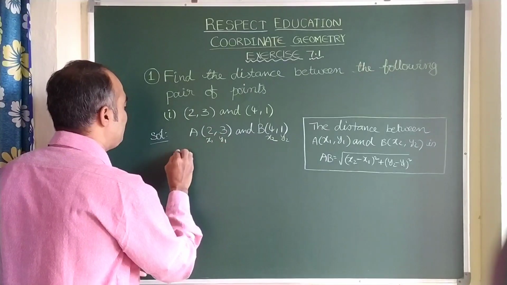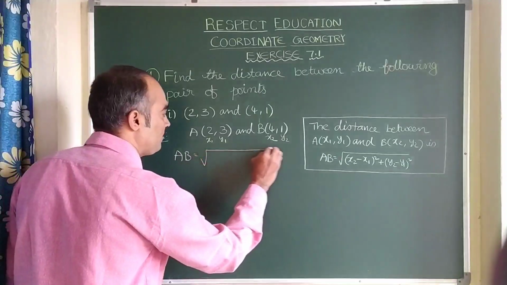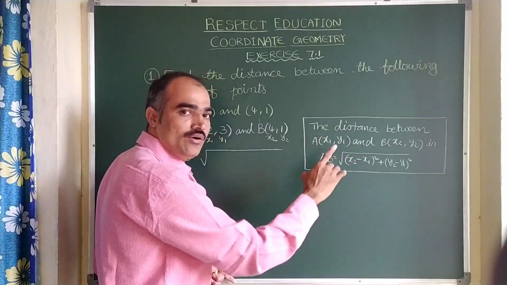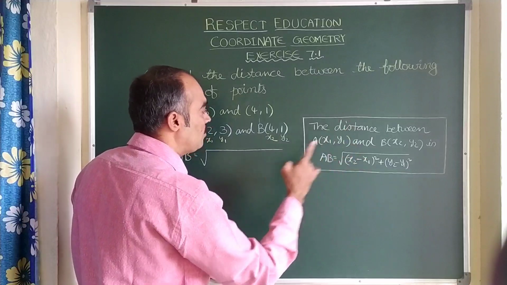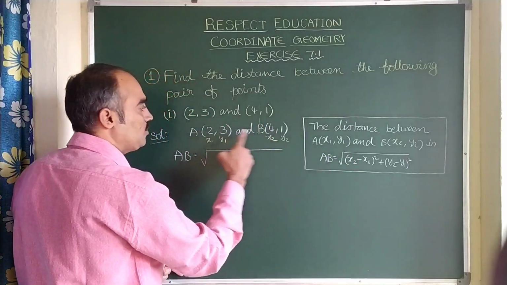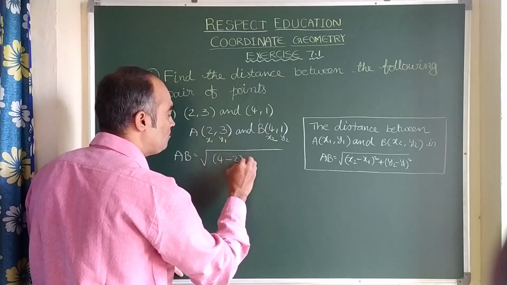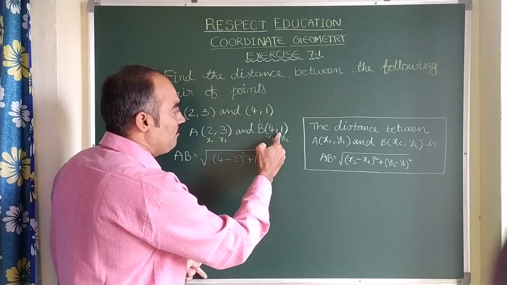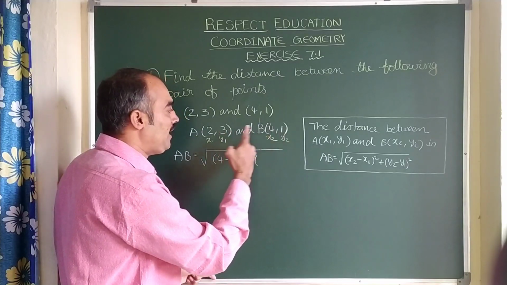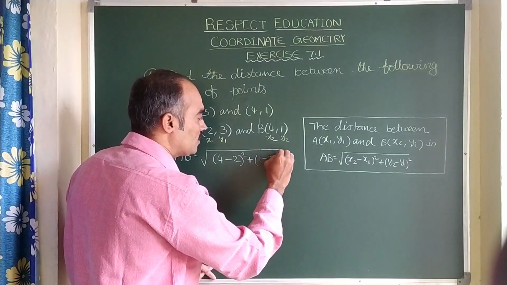Now let us start the problem. We are finding the distance between A and B. So AB is equal to under root. According to the formula, we substitute the values. First x2 minus x1 whole square: 4 minus 2, since x2 is 4 and x1 is 2, 4 minus 2 whole square, plus y2 minus y1, that means 1 minus 3 whole square.